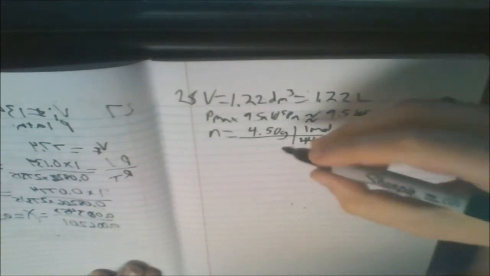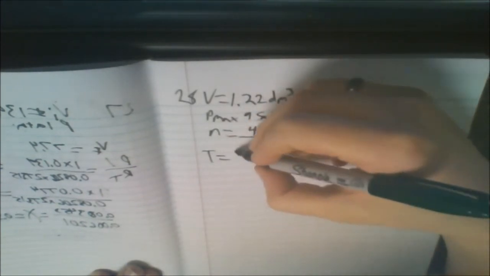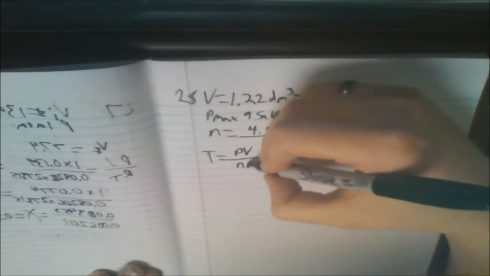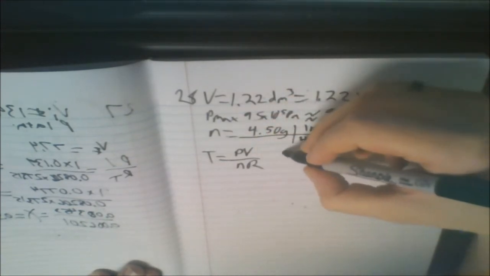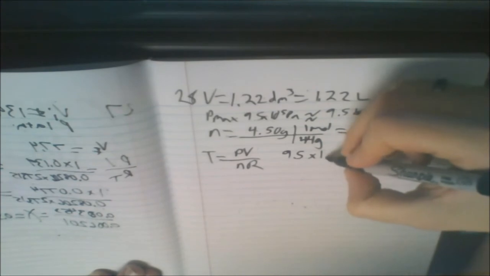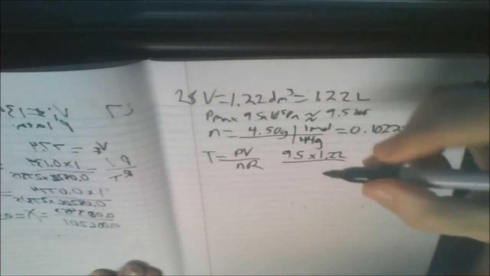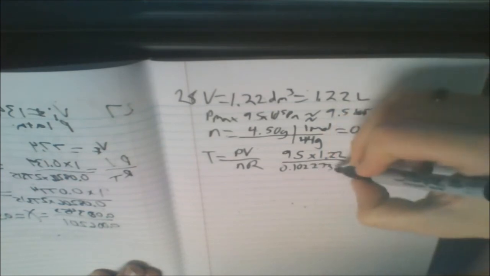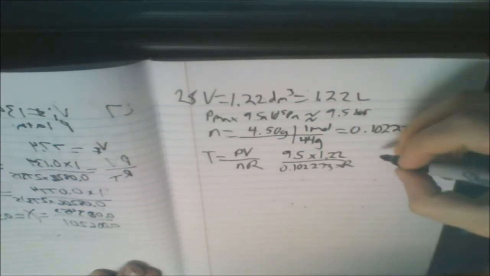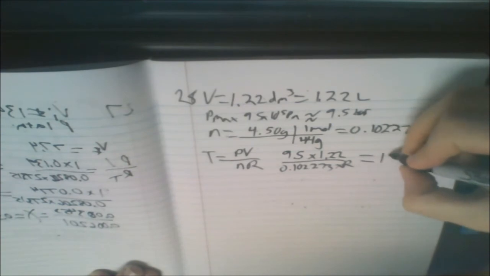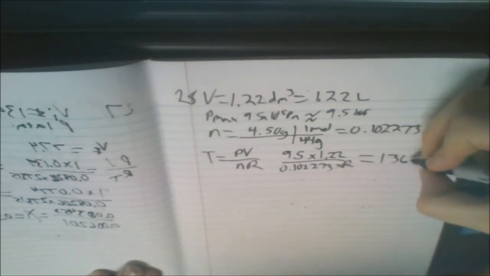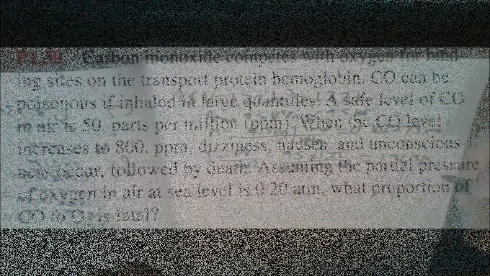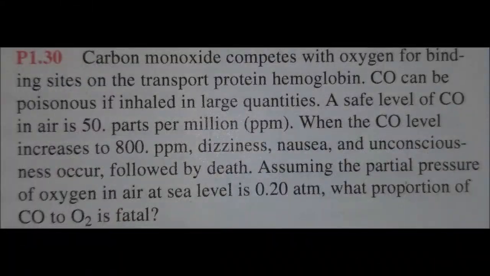So what is the temperature max? T max is equal to PV over nR. 9.5 times 1.22 divided by 0.102273, and R would say, oh, I could heat this up to 1363 Kelvin. Last two at this point.